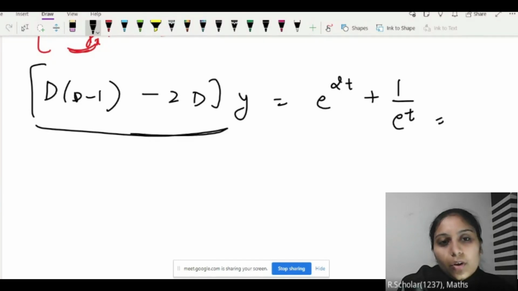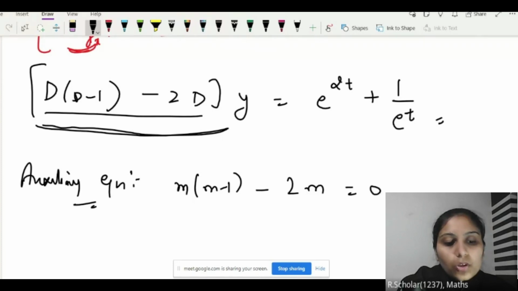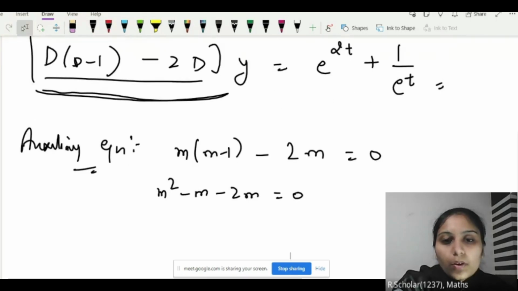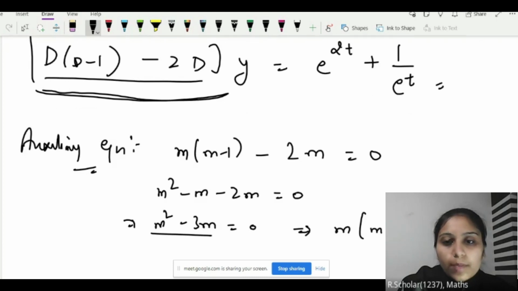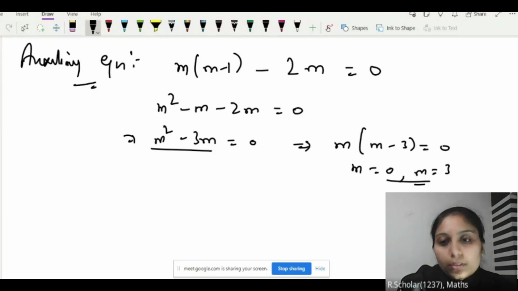So this is the homogeneous part. For writing the auxiliary equation, first we will replace just D by m. m minus 1 minus 2m is equal to 0. So here we get m square minus m minus 2m is equal to 0, which can be written as m square minus 3m is equal to 0. Just taking m common out, m into m minus 3 is equal to 0. From here m is equal to 0 and m is equal to 3. So this is the case of distinct and real roots 0 and 3.